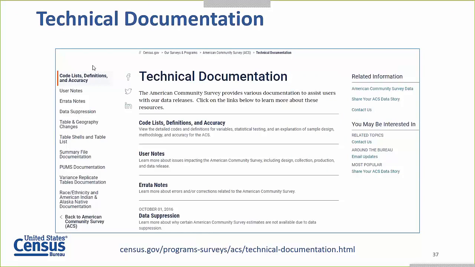This is our technical documentation page. In the left nav bar, there's a list of important documents that will help you better understand the ACS data, including code lists, definitions, and accuracy. This page contains detailed codes and definitions for variables, statistical testing, and an explanation of sample design, methodology, and accuracy. Table and geography changes: this page covers changes to the table and geography for each data release. Table shells and table lists: here's where you can view a layout of ACS tables that aren't filled in with the estimates and margin of error, as well as a list containing information about each table, such as ID, title, universe, and availability in 1 and 5 year.